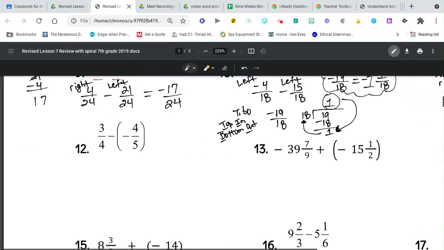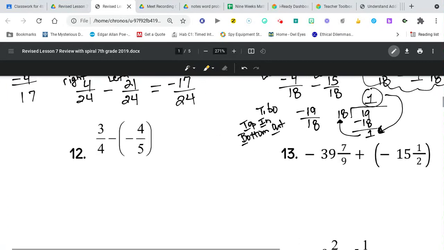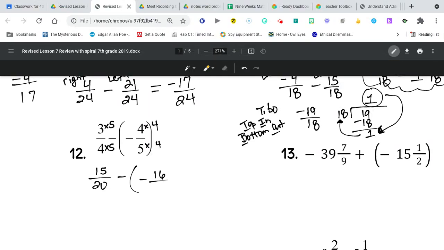Okay, let's go down and look at number 12. Number 12, the common denominator is 20. So 4 times 5 is 20. 3 times 5 is 15. So I'm going to rename this as 15 20ths minus negative, and multiply these by 4, 16 20ths. I know to multiply by 4 because 5 times 4 is 20.